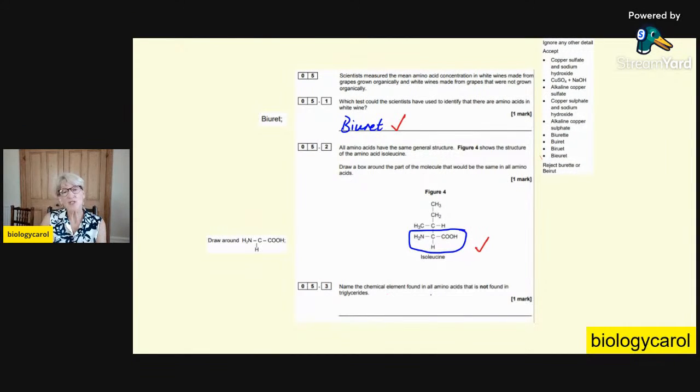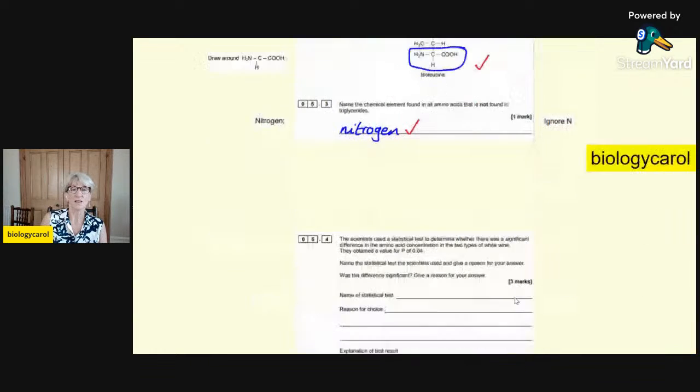Name the chemical element found in all amino acids that is not found in triglycerides. Well, that is nitrogen, because the only other elements are carbon, hydrogen, oxygen, and those elements are found in both triglycerides, in fact, all lipids, and in carbohydrates. Notice, though, that this says name. Don't ever use abbreviations when you are told to name something. I would never do so. And interestingly, they don't allow the chemical symbol as a substitute. Reasonably, always use the full name if you are asked to name something.